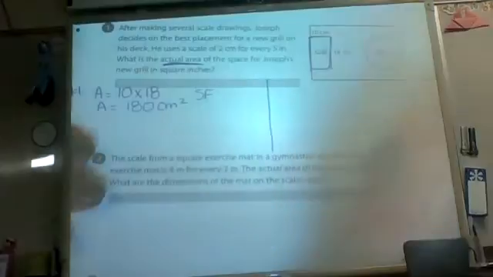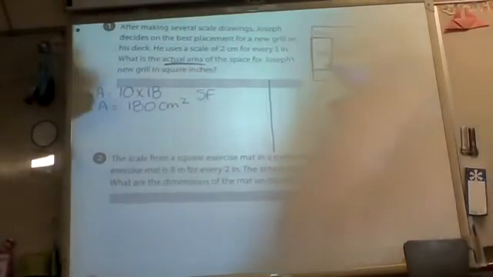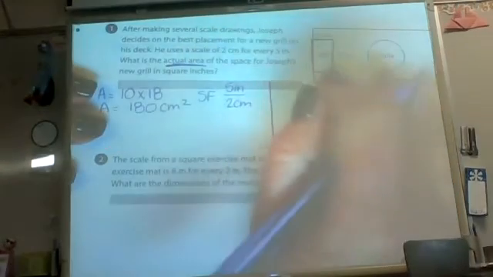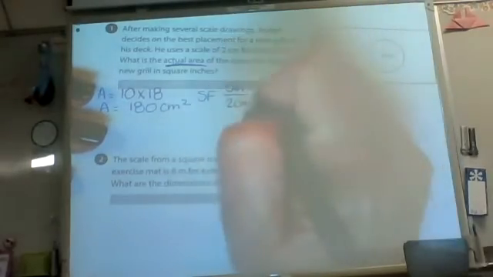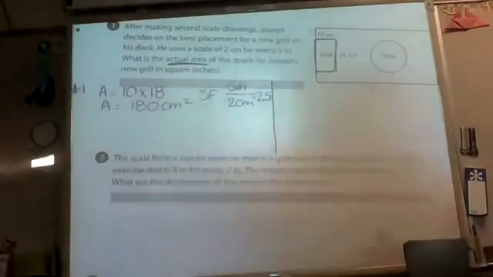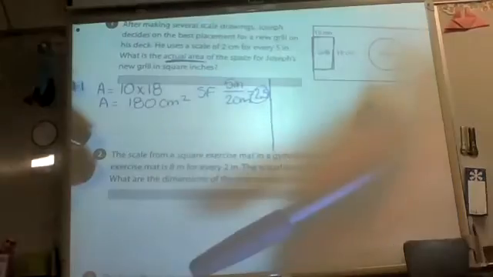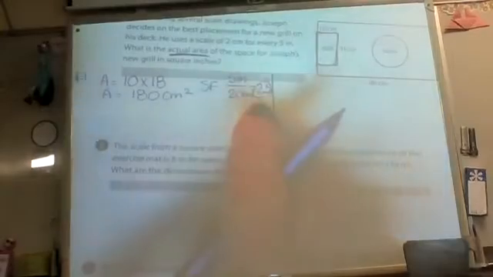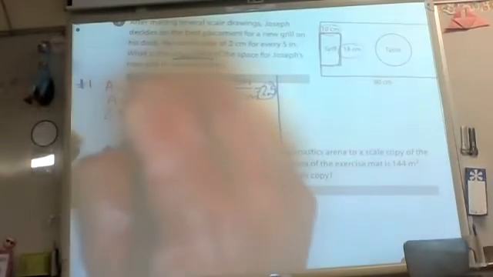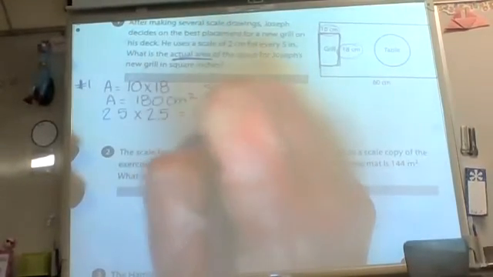So we need to find our scale factor. We need to find out how much bigger it is. Well, here's what we know. For every 5 inches in the actual is 2 centimeters on the drawing. So if I go 5 divided by 2, what do I get? 2.5, 2 and 5 tenths. There's my scale factor. So I know that this side has to be multiplied by my scale factor, as does this. So it's really 2.5 times 2.5, which comes out to be 6.25.